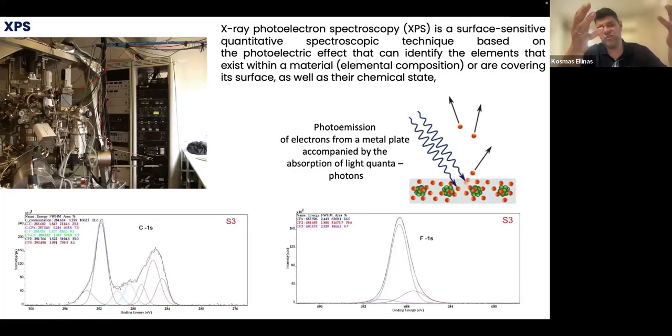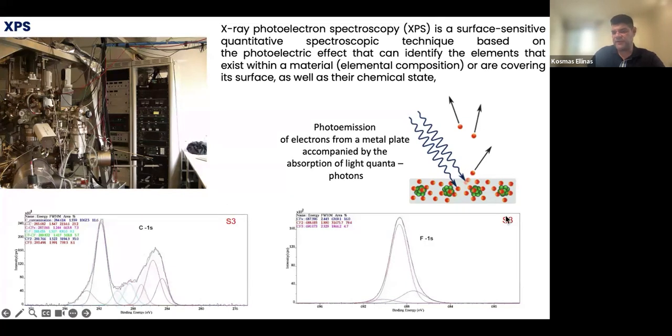And a more exotic and very detailed method is the X-ray photoelectron spectroscopy, in which the photoelectric effect is used to identify the elements that exist inside the material. So when you have specific electrons hitting the surface, depending on what you have on the surface, photoemission changes. And this change can provide you qualitative and quantitative data about the composition of your surface.